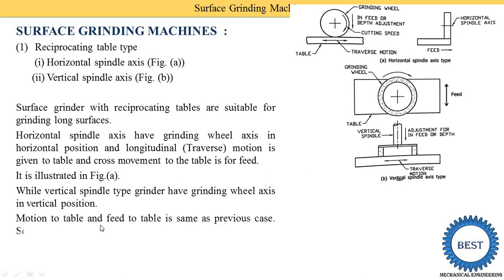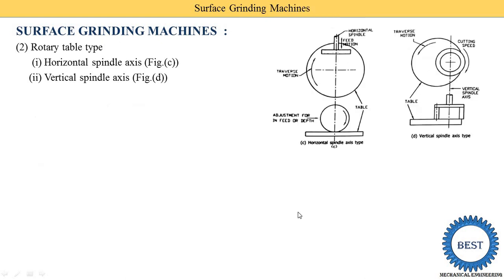Motion to the table and feed to the table are the same as in the previous case. In the horizontal spindle axis it is a similar motion, meaning transverse motion is given to the workpiece by the reciprocating table and feed is also given to the table. So this is the same in both cases. Next we study the rotary table types.